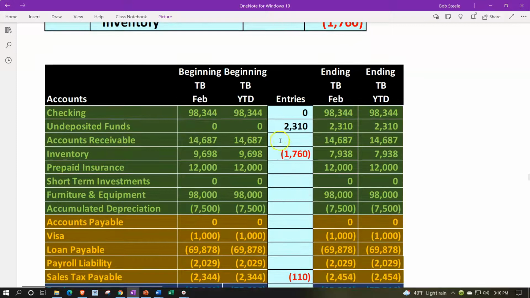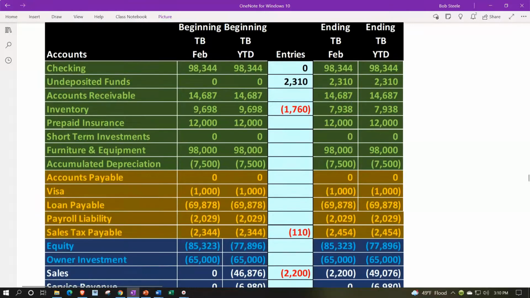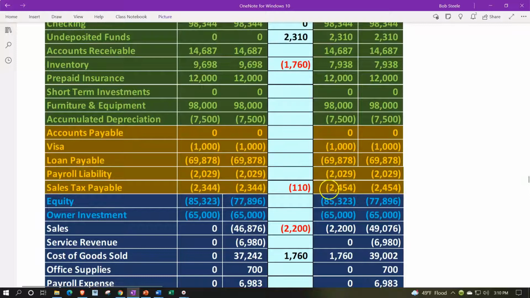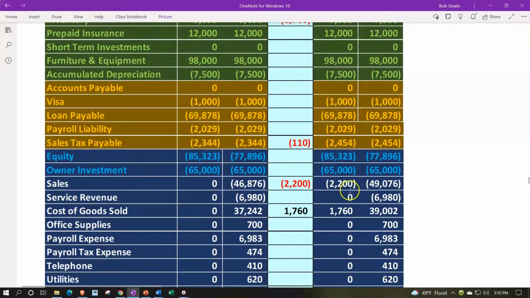If we look at the accounts impacted, the undeposited funds is going to be impacted for the year to date and the month in the same way, because it's a balance sheet account. Inventory is going down for the same amounts for the February and year to date because it's a balance sheet account. Same with the sales tax payable, which is in this case going up for both the current month and the year to date. Here are our income statement accounts.